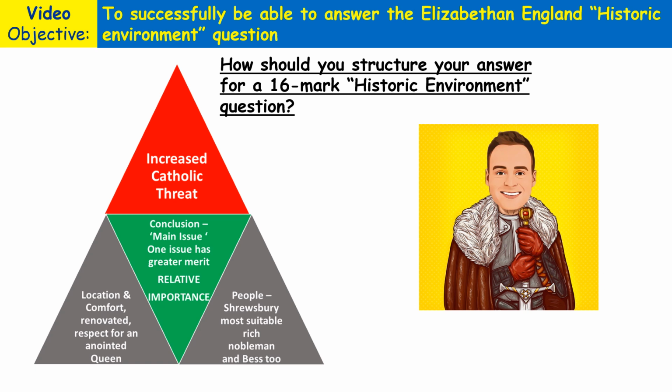Now, one of the factors you'll be given within the question itself, a little bit like the other 16-mark questions you get asked in the AQA history papers. You're usually given a factor that you can write about in your answer, and that's similar for the Elizabethan historic environment question. So you'll be given a factor that you should look to write about in your answer, and the given factor on this triangular grid is an increased Catholic threat to Elizabeth.